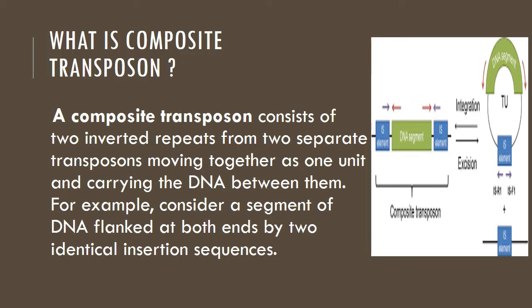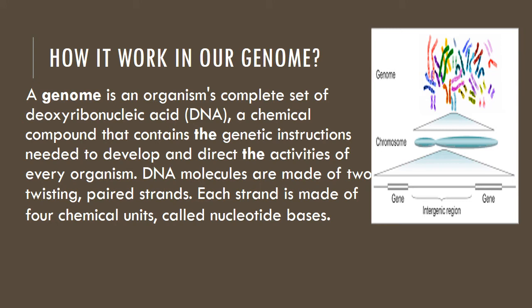What is a composite transposon? A composite transposon consists of two inverted repeats from two separate transposons moving together as one unit and carrying the DNA between them. For example, consider a segment of DNA flanked at both ends by two identical insertion sequences. The figure shows the whole process of composite transposon, how it works in our genome.